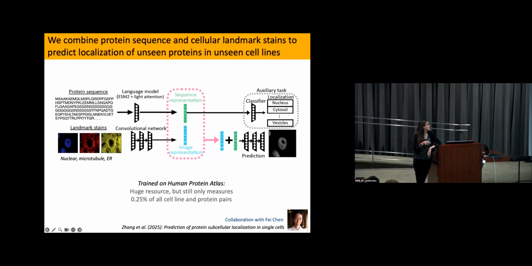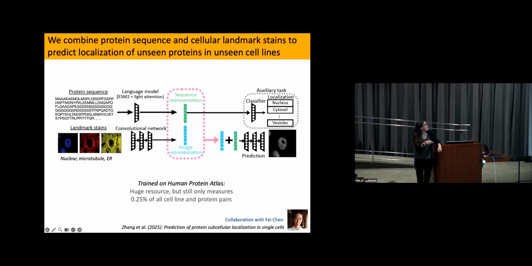If you only train with landmark stains and protein stains at the same time, you cannot generalize to new proteins. So in order to generalize to new proteins, we're going to use the protein sequence. Two things go into the model. Cell state is represented by these landmark stains. You saw in her talk that's enough to distinguish different cell types. That's a really good representation of the state of a cell.